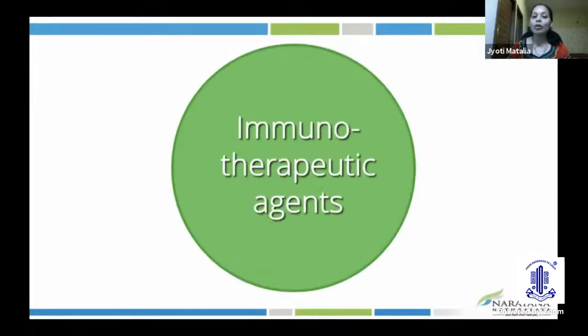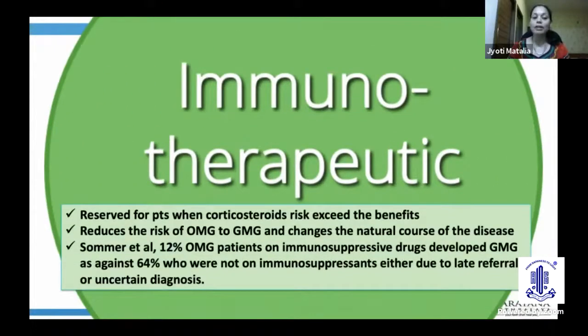And finally, the immunotherapeutic agents, which are reserved for those when the corticosteroid risk exceeds the benefit. It reduces the risk of developing generalized myasthenia, and it changes the natural course of the disease. A study by Sommer et al. showed that 12% of OMG patients develop GMG as against 64% who are not on immunosuppressants, which could be either because of late referral or uncertain diagnosis.